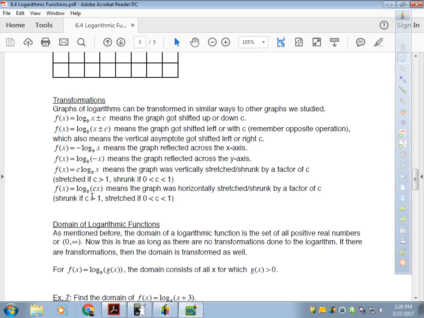So with these, when you do transformations of these graphs, basically what you do is you start with the exponential, like 2 raised to the x power. Then you switch x and y to get your logarithm, and then you apply your transformation. So it's kind of a 3-step thing. Find exponential, find logarithm, apply transformation.